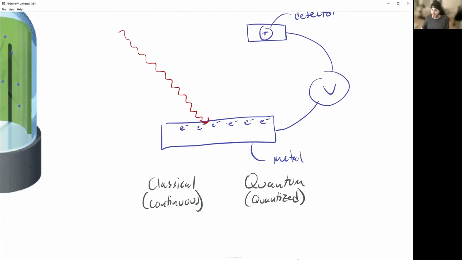Continuous means if I pound it with a bunch of red light, I'm going to get some number of electrons to come off. So for my red light in a classical look, what we're going to expect is a couple electrons. But in quantum mechanics, we should get 0 electrons or no detection of electrons at all, because the energy of the red light is not strong enough.